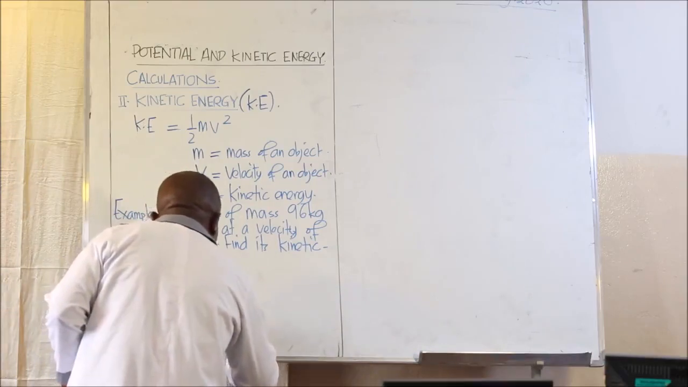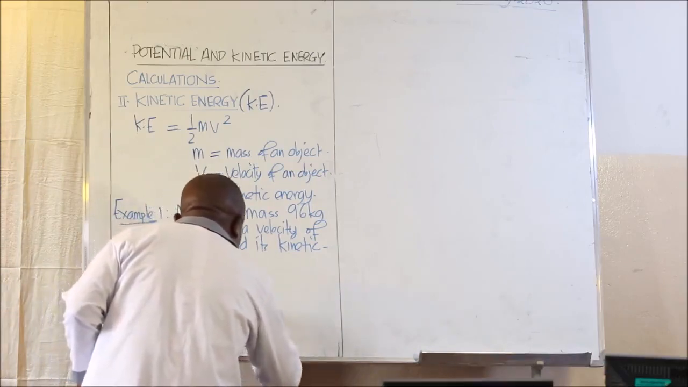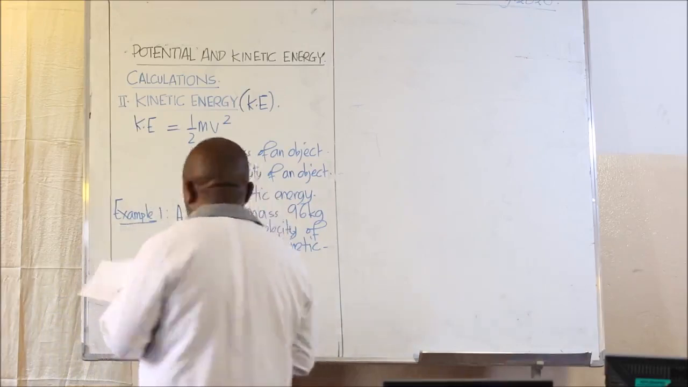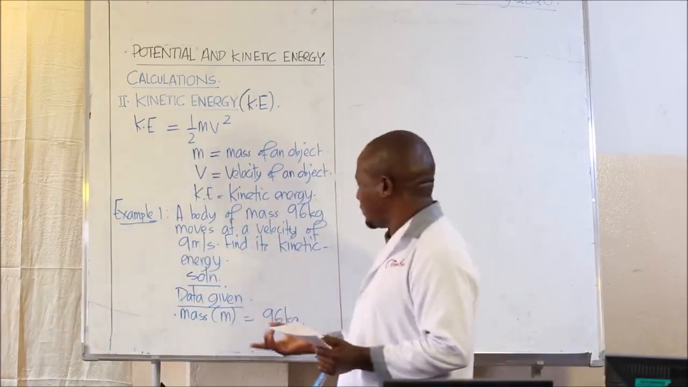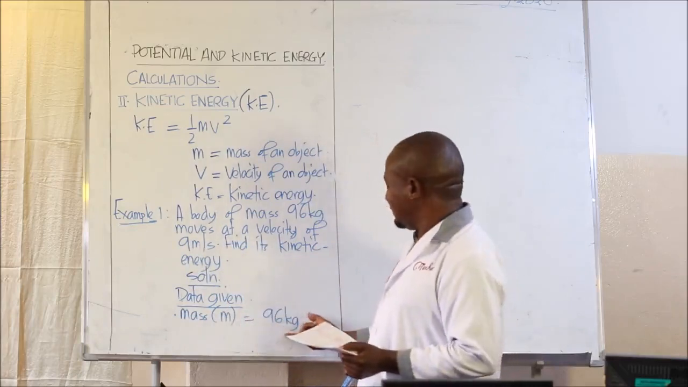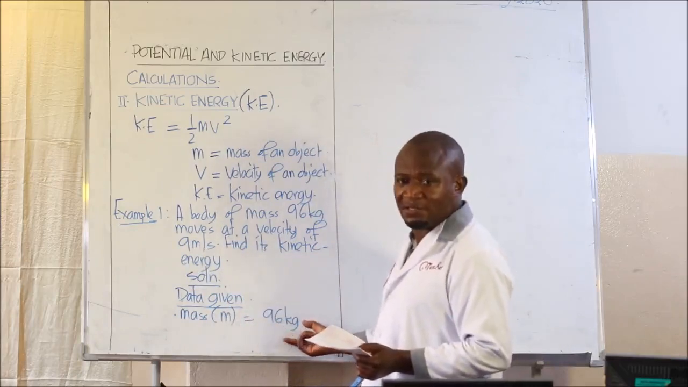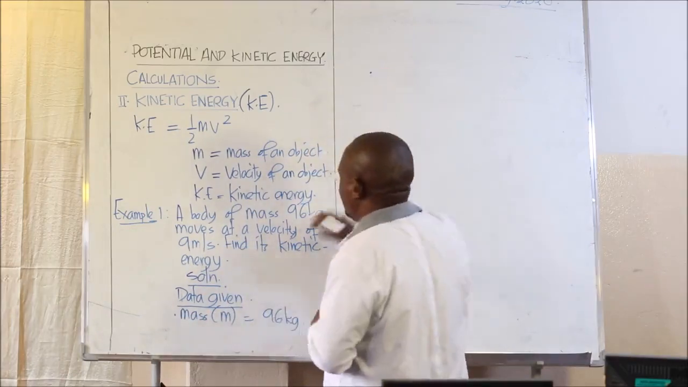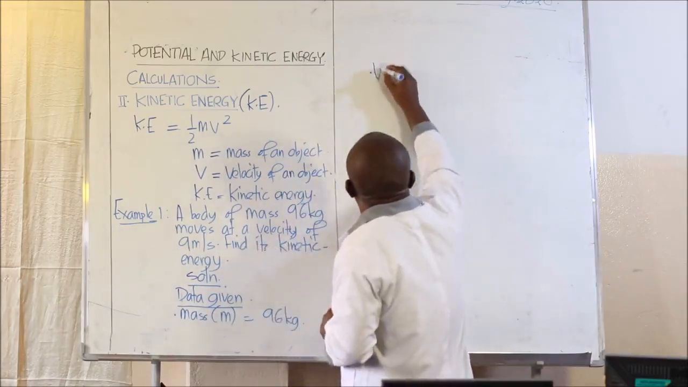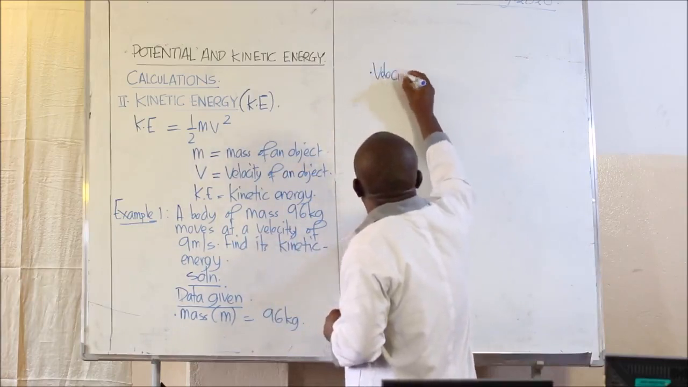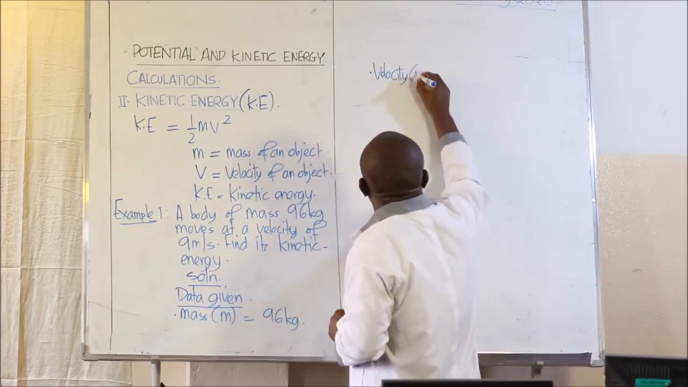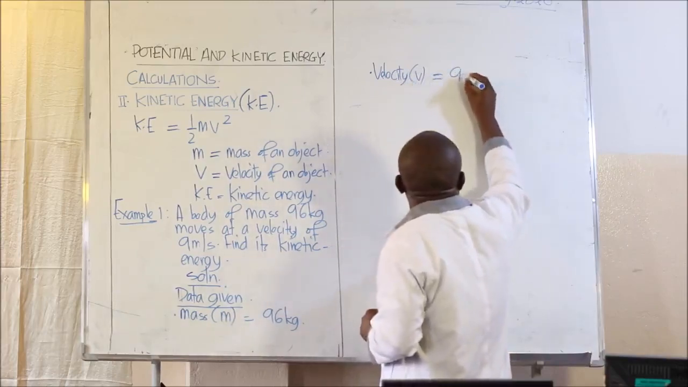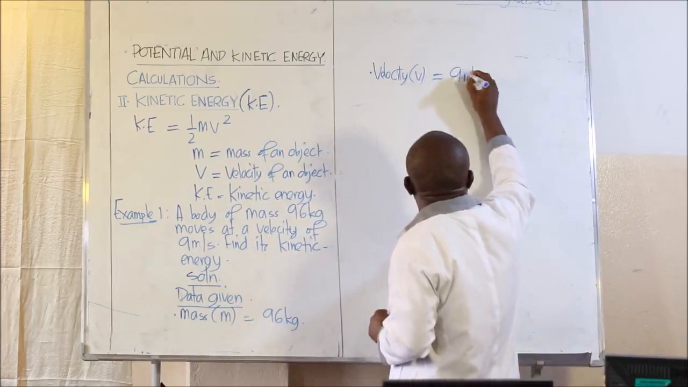So the mass of the moving body, which is small letter m, equals 96 kilograms. Now, you have to be very, very careful with the units. Mass should be in kilograms and not otherwise. And then the second data given should be velocity, that is v, small letter v in fact, equals 9 meters per second.